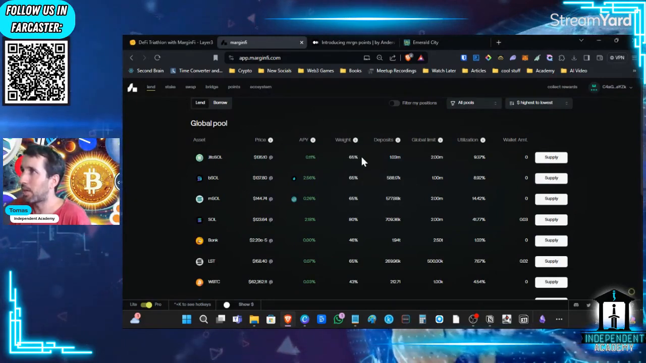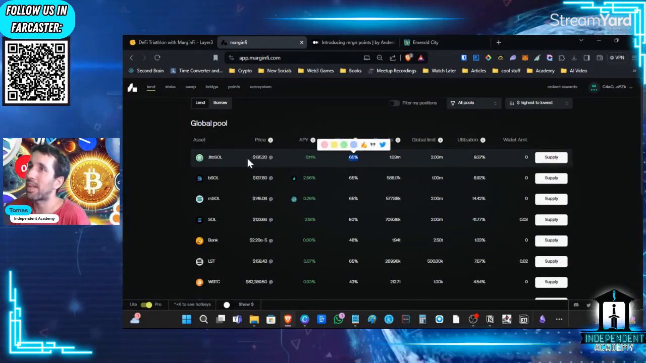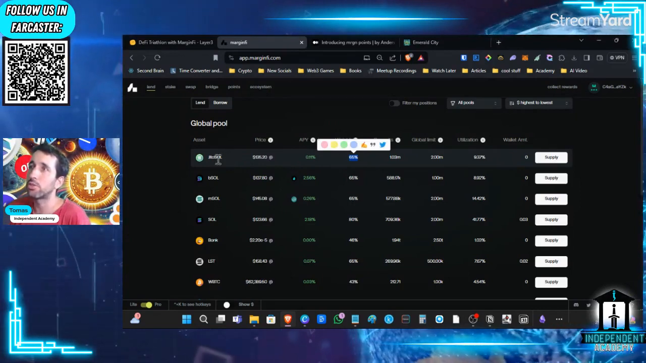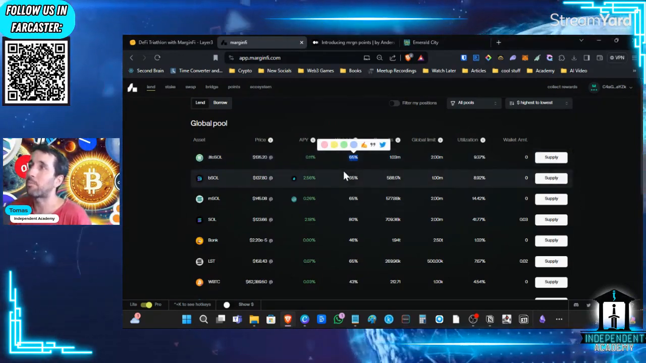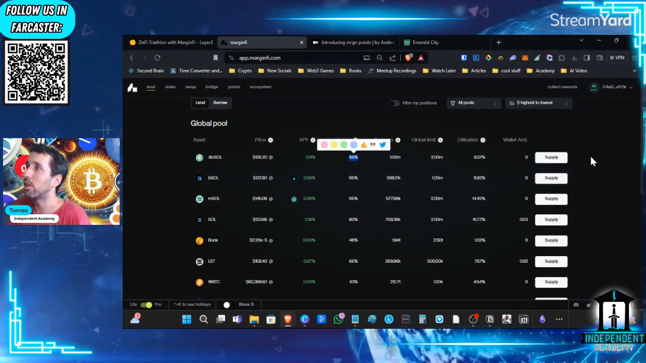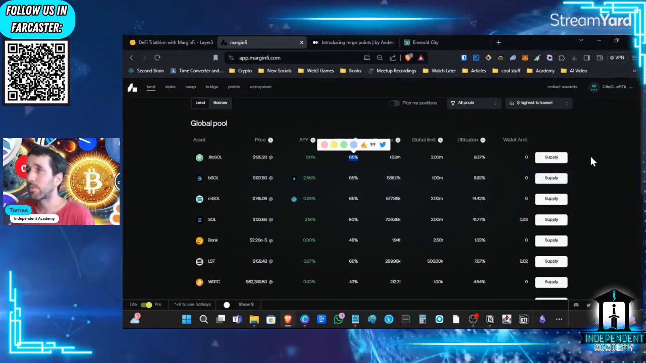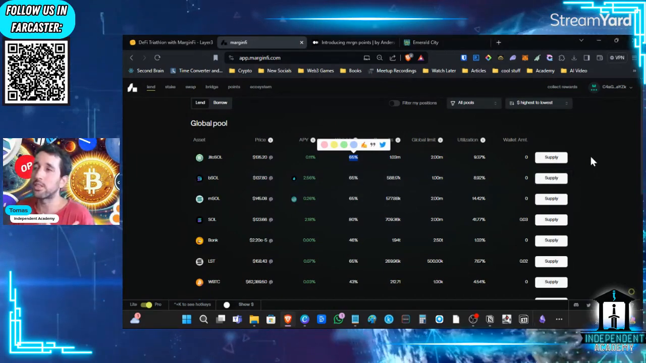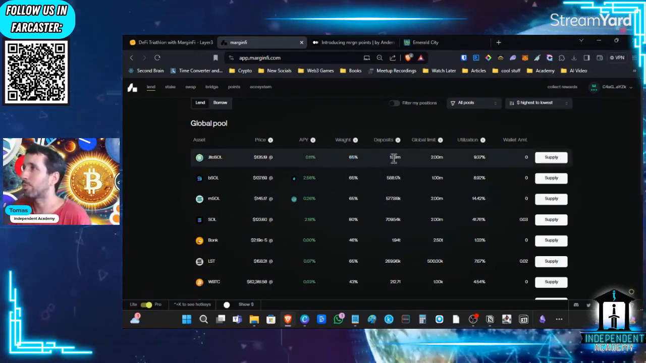Here you see a percentage. This percentage means that, for example, if I deposit $100 of GiroSol, I can borrow against it 65% of the value. So if I deposit $100, I can only borrow 65. And if I go over, then I enter into liquidation risk, which you should never do.